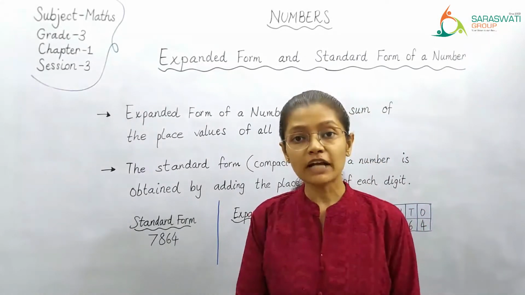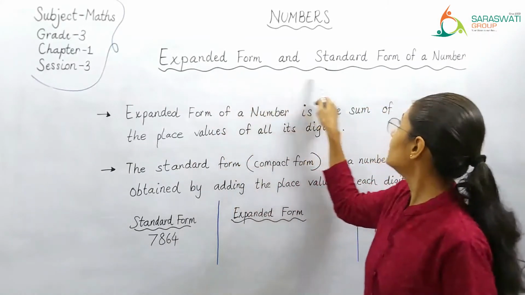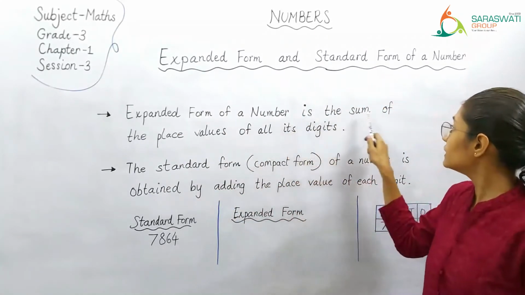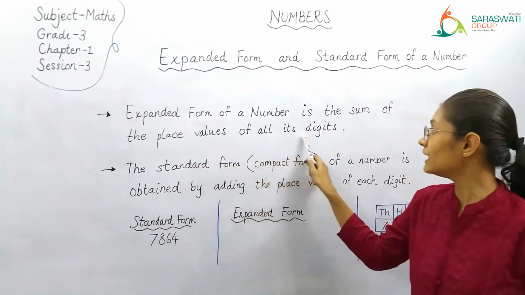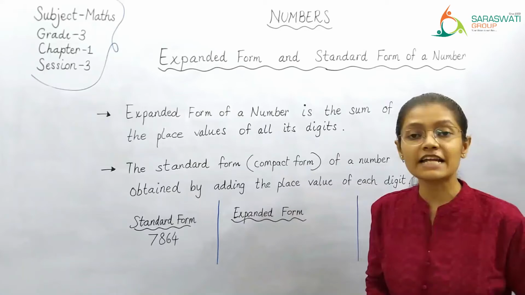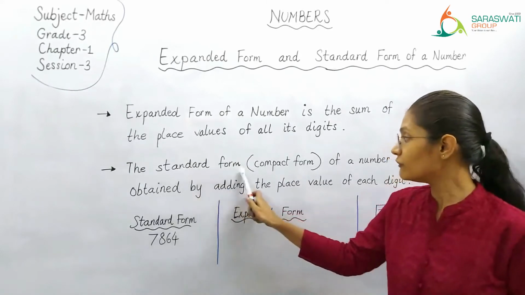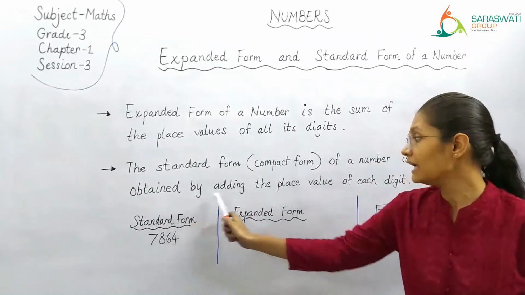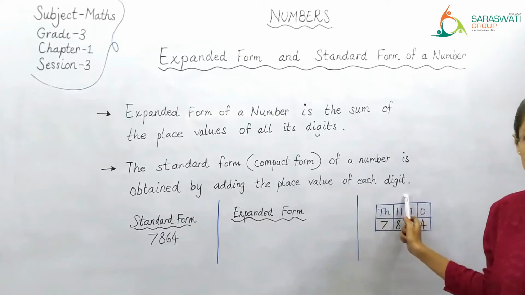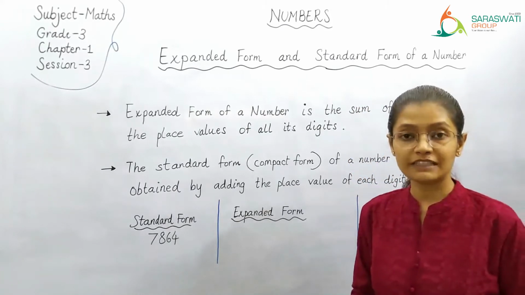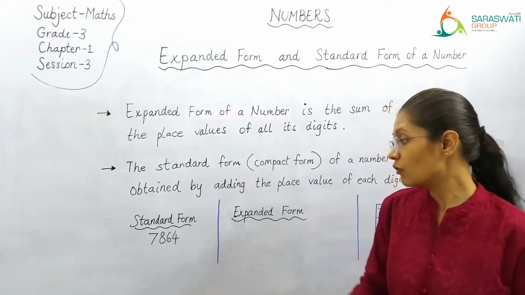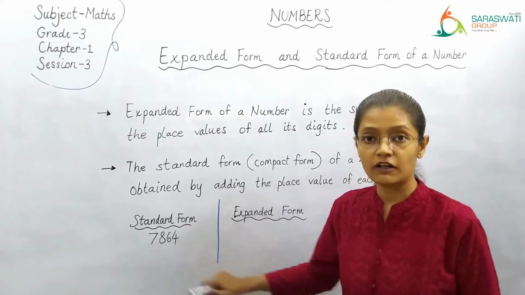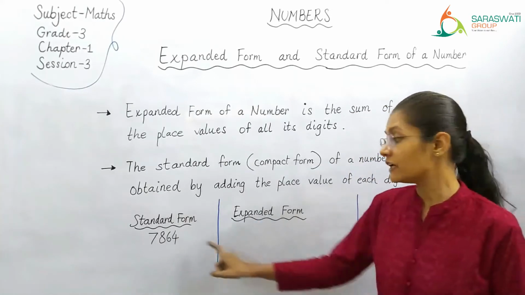Now students, let us look at the concept of expanded form and standard form of a number. Now, the expanded form of a number is the sum of the place values of all its digits. So, expanded means writing in detail, whereas the standard form, that is the compact form of a number, is obtained, that is we get it by adding the place value of each digit. So, the standard form of a number is how we write the number in general. So, over here we have the standard form of a number, that is 7864. Now, let us write expanded form of this number.